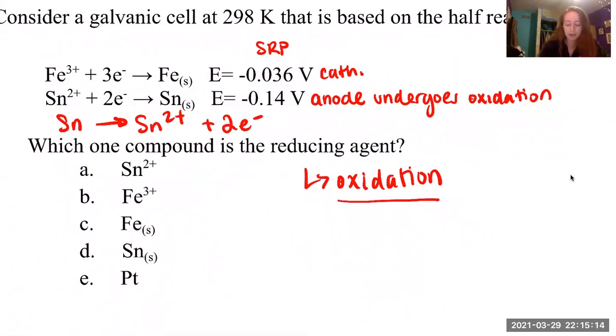That is going to be the reducing agent, okay? And it's not going to be any of the products here, right? It's not going to be Sn2+, that's a product. And it's not going to be the Fe here. The products are never going to be the agents, okay? We're only looking at the reactants.